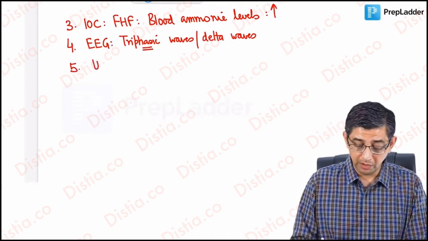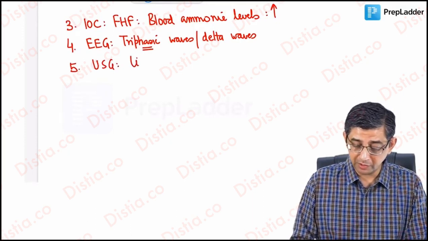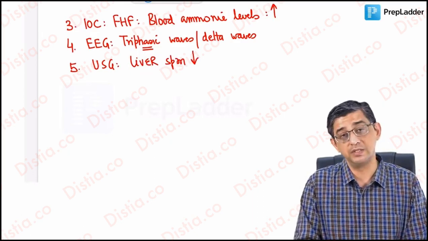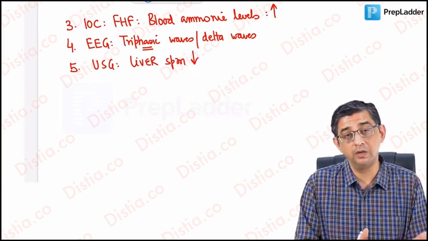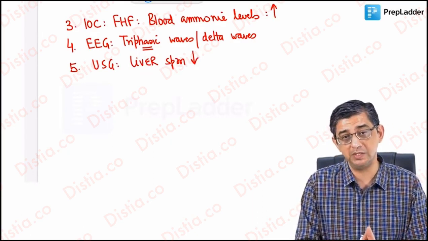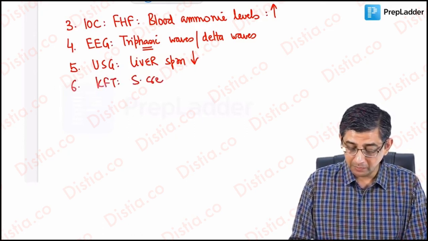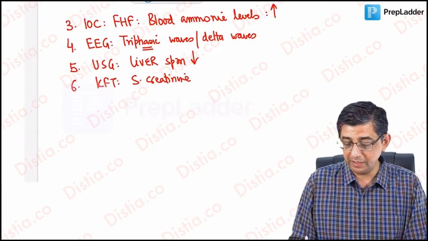I would also be doing an ultrasound of this patient, because I want to check for the span of the liver, because as the liver shrinks in size, the values of ammonia will definitely begin to rise in this person. Kidney function test should also be done in these patients. Why? Because the serum creatinine of this patient will definitely rise.